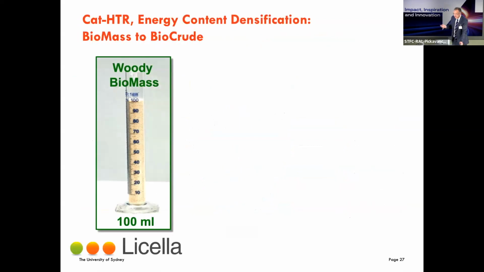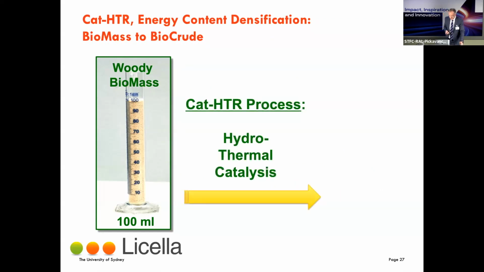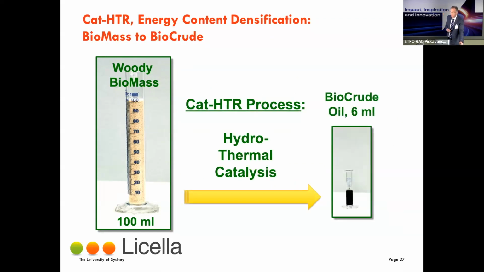And what does it do? So just to give you an idea, for the woody biomass, I have some sawdust here. It goes through our process, and we end up with biocrude oil. And that is, interestingly, the same amount of energy in each vessel. So it's very much more dense. And of course, now it's a fungible material with existing streams in the refinery.